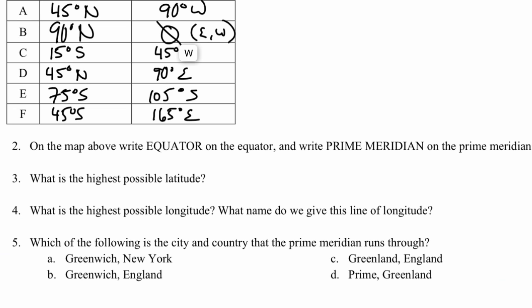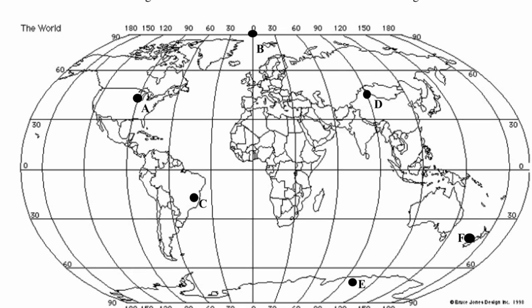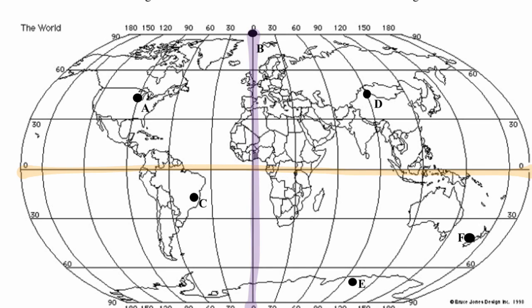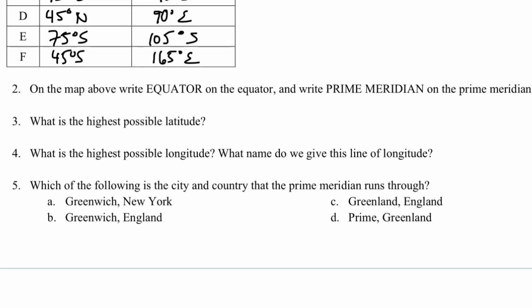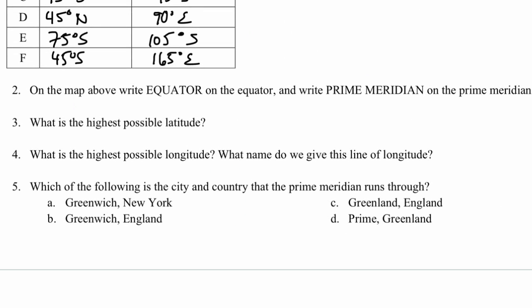All right, number 2 asks us to fill in the equator and the prime meridian on the map above. We've already done it, but we'll go ahead and tackle it again. On the map, here's our equator, and here's our prime meridian. Number 3 says, what's the highest possible latitude? Any place on Earth, the highest possible latitude is going to be 90 degrees. Highest possible longitude is 180 degrees.